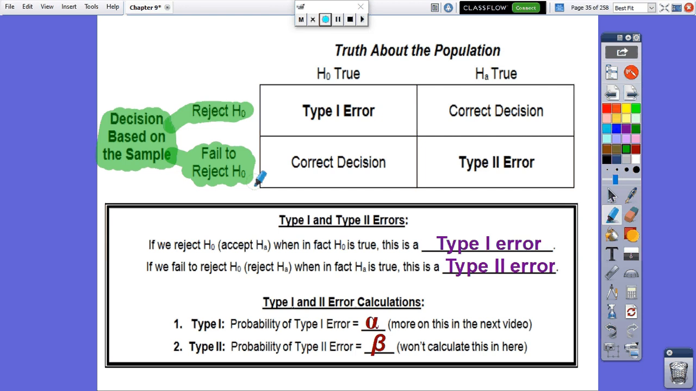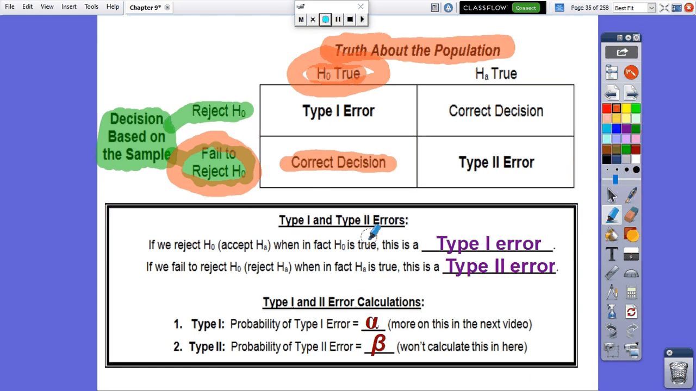Okay? Now, this other thing up here is the truth about the population. And again, we aren't really ever going to know whether we're making the right decision or not. Okay? So just know, if the null hypothesis really was true, let's say in the end, I tell you the truth about the population value. And so if we fail to reject the null hypothesis, and it really is true, then we made a correct decision. Okay?